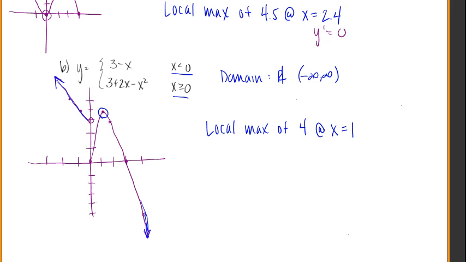And then for the local min, if we look to our graph real quick, it's going to be where basically our graph is undefined, or where our derivative is undefined. So it's going to be a local min of 3 at x equals 0. All right, and this wraps up this section.